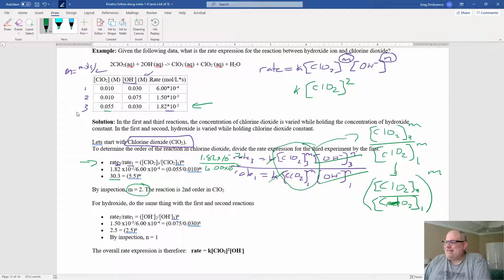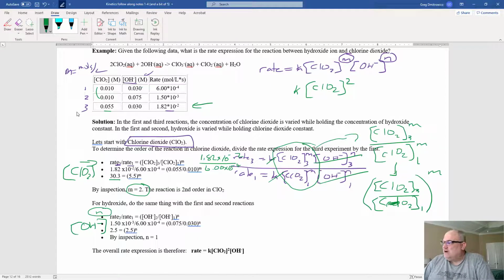Similar, we're going to do the exact same thing, but now we want to figure out the order for OH minus. This right here was for ClO2, trying to figure out its order. Now we want to figure out the N more specifically. If you take a look up here, do you see how between experiments 1 and 2, the ClO2 value doesn't change? And doesn't the OH minus go from 0.03 to 0.075, and here it goes from 6 to 1.5? Kind of a big deal.